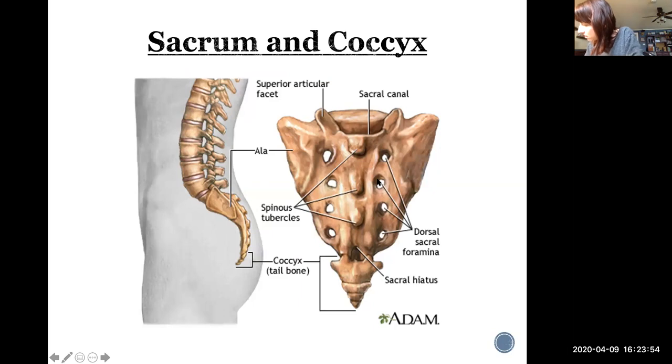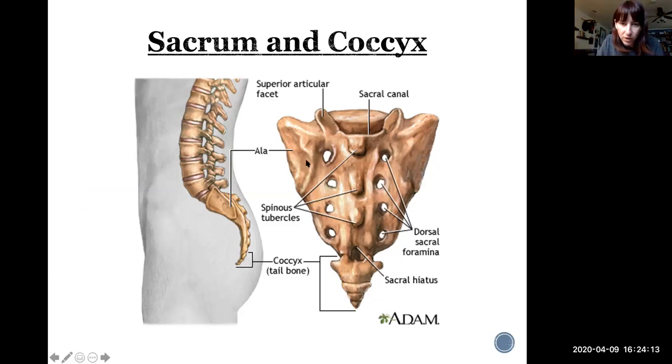What else do we not need to know? Articular fossa for the ilium. No, promontory. Okay, well, if I haven't included it, then I'm not worried about it.